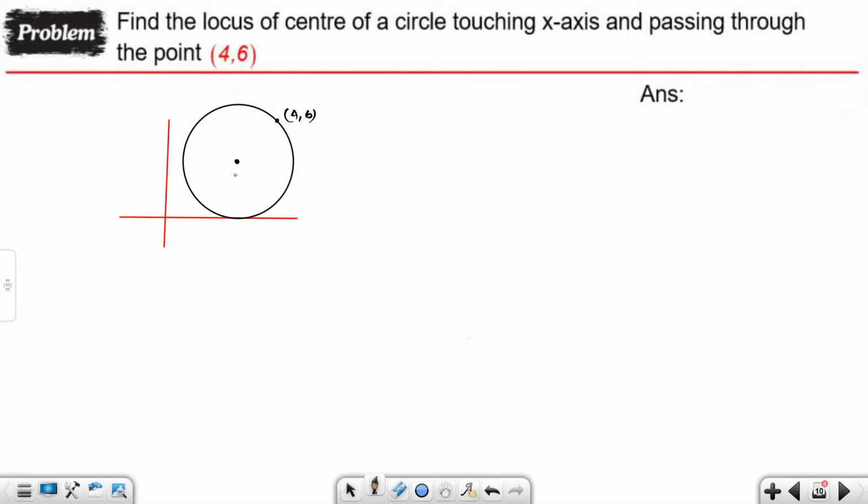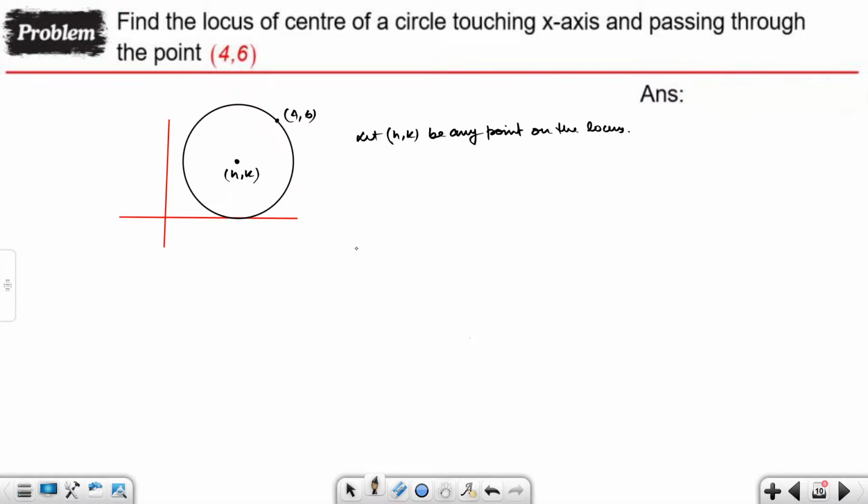Let us say the locus of this point be (h, k). Is it clear? Let (h, k) be any point on the locus. And we are finding out the locus of the center of this circle, which is touching the x-axis.